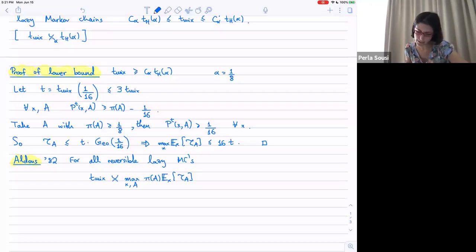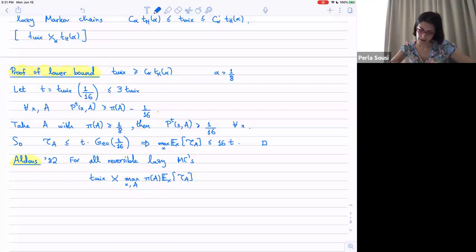To be precise, he didn't prove it for lazy Markov chains. He proved it for continuous time Markov chains, but the mixing time of a continuous Markov chain is, up to constants, equivalent to the mixing time of a lazy Markov chain. So what I wrote is basically what he proved. Again, this symbol here means that there exist universal constants, C1 and C2, so that for any reversible lazy Markov chain, the T mix is upper bounded by C1 times this quantity and lower bounded by C2 times the same quantity.